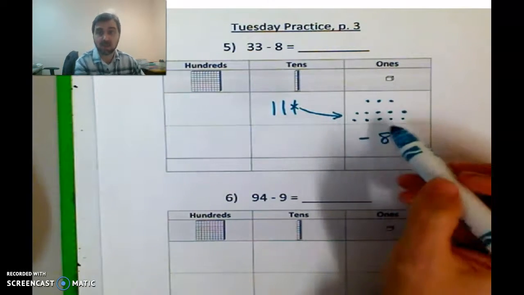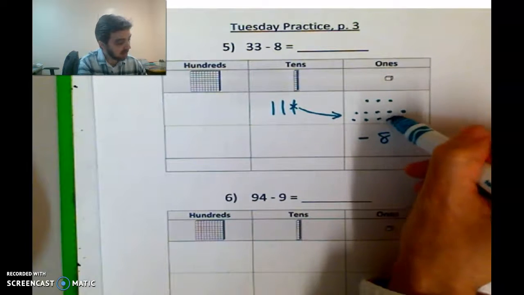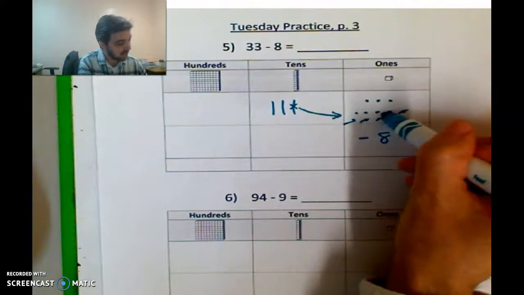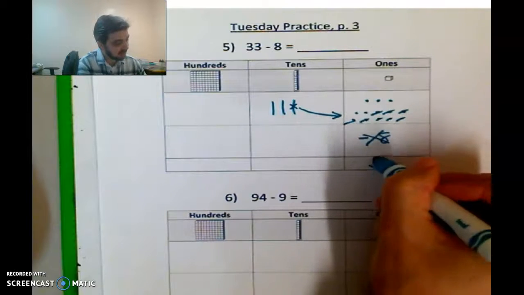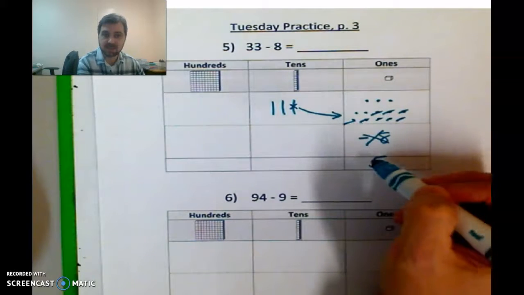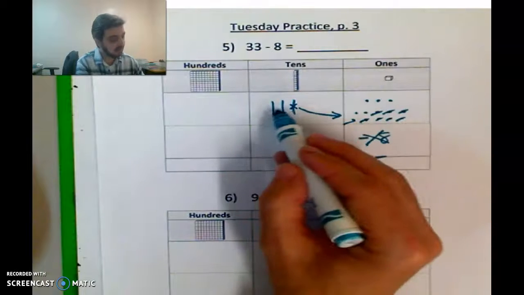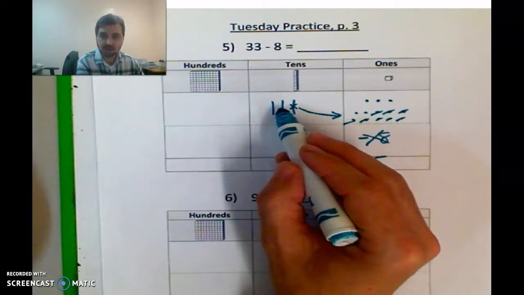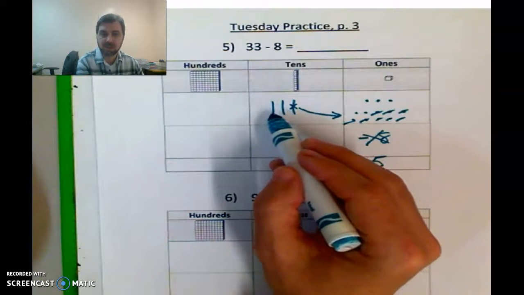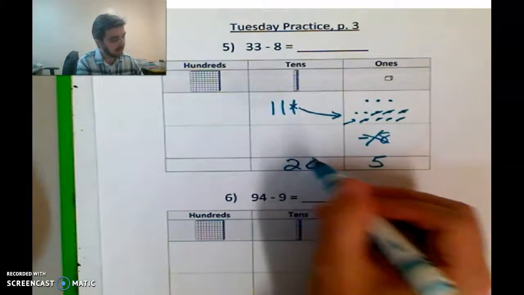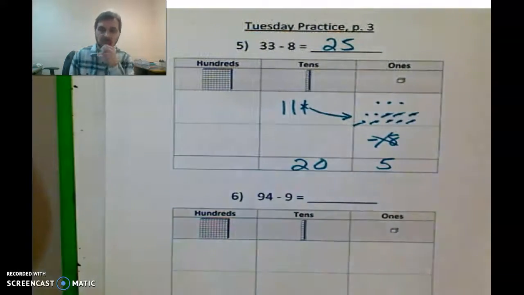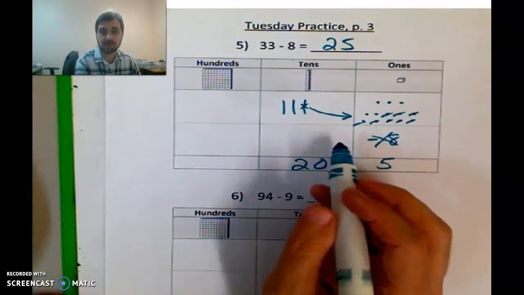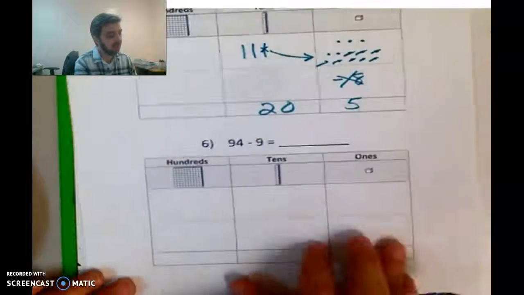Now we can take away 8. Let's cross out 8. 1, 2, 3, 4, 5, 6, 7, 8. We still have 5 left because 13 minus 8 is 5. And we still have 2 bags of Skittles over here, so that's 10, 20. So our answer is 25. That's one way you could solve this. The other one you could have done like this.